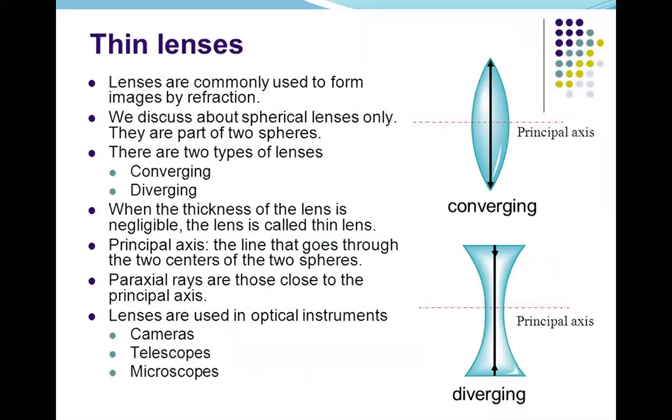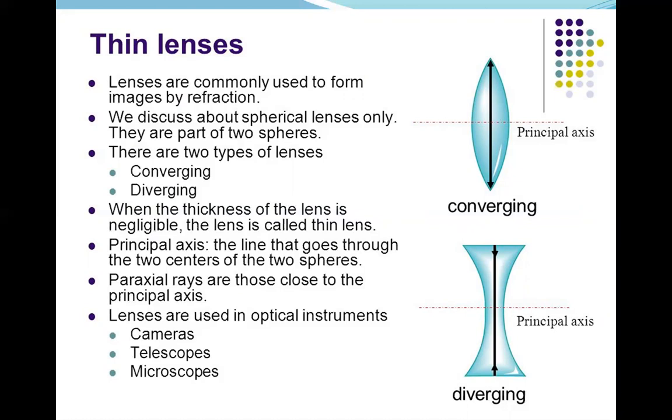Lenses are commonly used to form images by refraction. We call them thin lenses because they are not of very much thickness. We discuss spherical lenses only. They are part of two spheres. There are two types of lenses as we have discussed earlier, converging and diverging. The converging lenses are also called convex lens. As you can see, convex lens is thicker in the middle and thinner at the ends. The other one is diverging. The diverging lens is thinner in the middle and thicker at the ends. When the thickness of the lens is negligible, the lens is called thin lens.